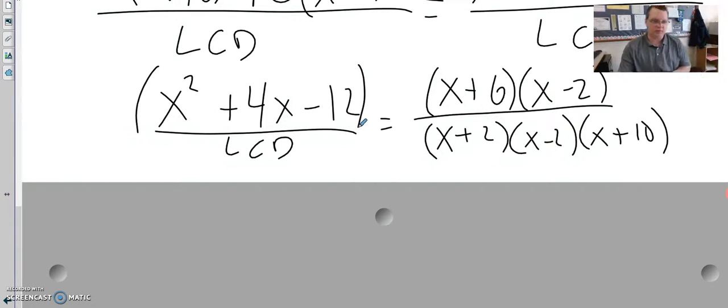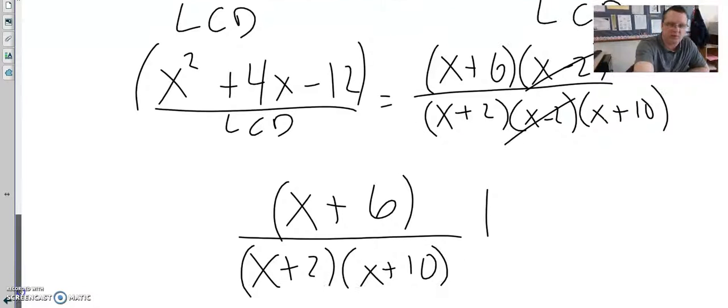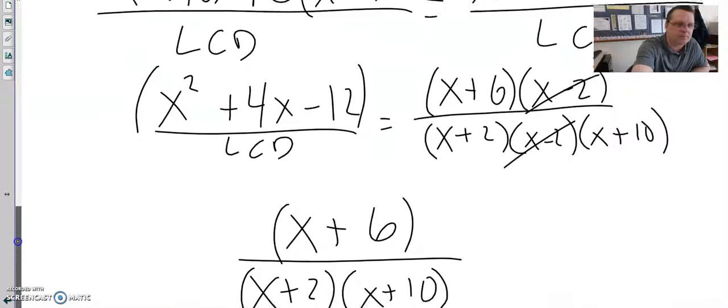Then you want to see if anything will factor and cancel. So x squared plus 4x minus 12 factors to x plus 6, x minus 2. So you have that all over x plus 2, x minus 2, and x plus 10. Cancel, cancel. And that is what you are left with: x plus 6 all over x plus 2 times x plus 10.